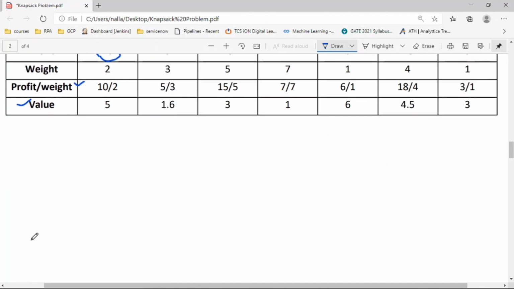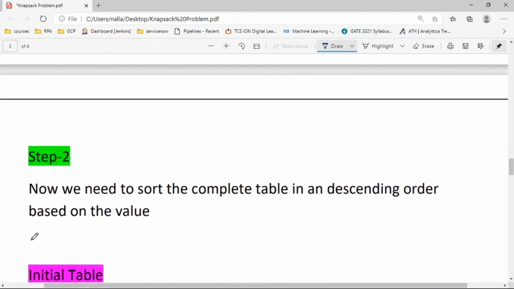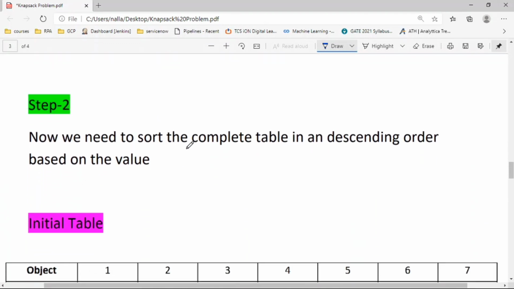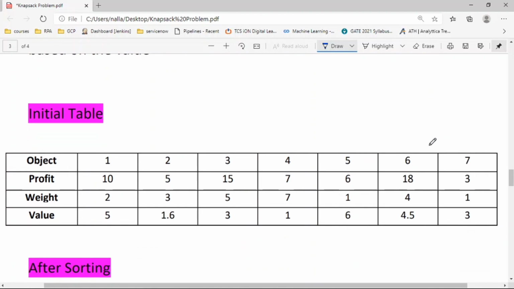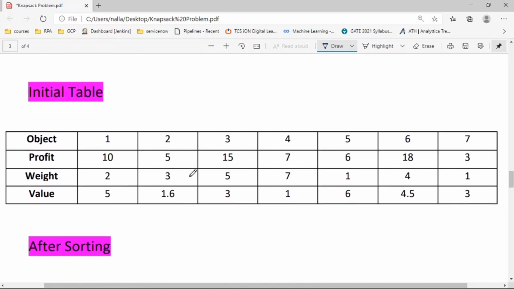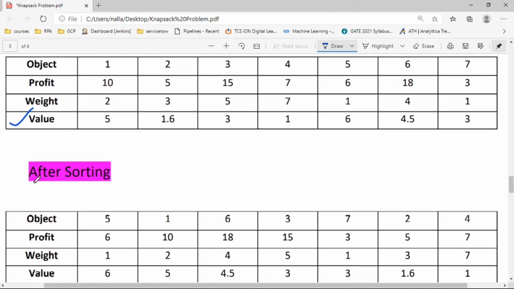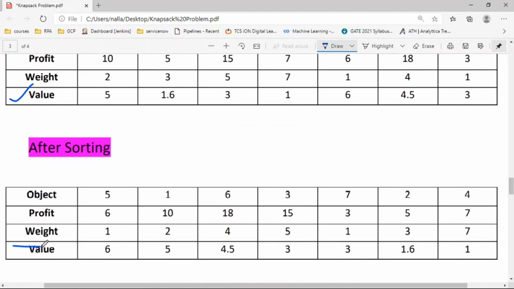In the second step, we need to sort the complete table in descending order. Okay, descending order is nothing but big to small. My initial table is this. Now I need to sort the complete table based upon the values column. So observe this values column, which is in descending order: 6, 5, 4.5. Now I'm going to sort the remaining columns, the object column, profit column and weight column, based upon my value column.